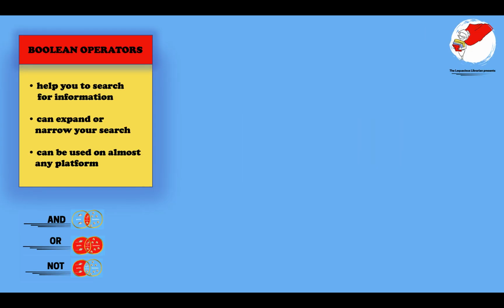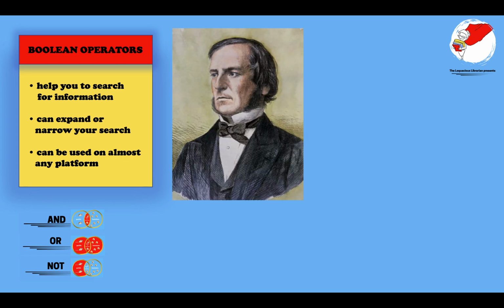So, what exactly are Boolean operators anyway? Basically, the term Boolean operators is just a fancy phrase for using the words and, or, and not during online searches. Boolean operators are named after a mathematician called George Boole, who lived in the 1800s and who was especially interested in how words can represent logic. They're called operators because they help users to operate or use a search engine more effectively. Boolean operators are great because they can help you search for information, they can expand or narrow your search, and they can be used on lots of different platforms.